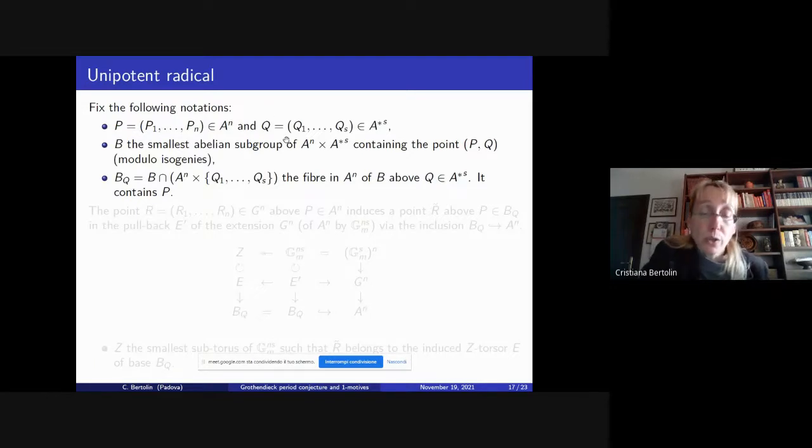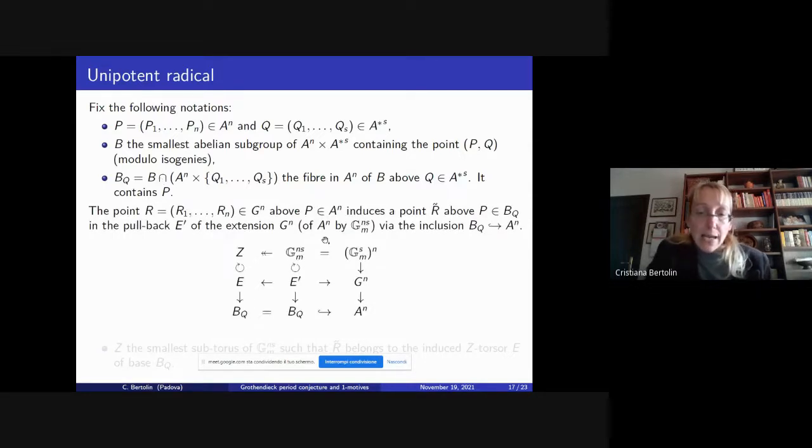And then we note Q, just Q1, ..., Qs, which parameterize the extension G. We note B the smallest abelian subgroup of N cross A star S containing the point PQ, modulo isogeny. Then we note BQ the fiber of B in AN above Q. This is just B intersect with AN cross Q. And obviously it contains the point P.